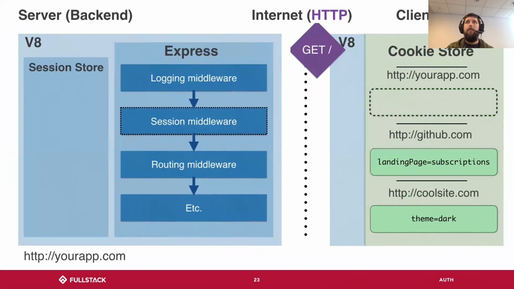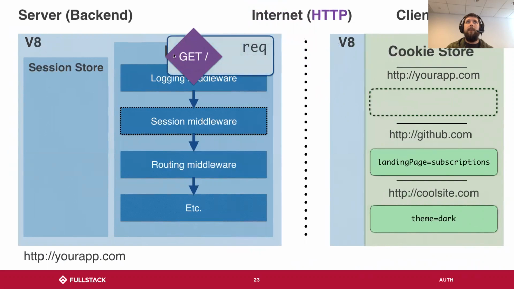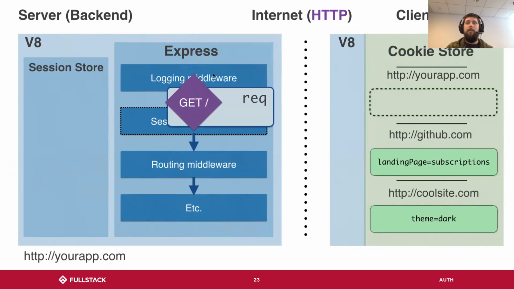So what we'll do is make our GET request, which will be handled by our Express app and turned into that request object that we're familiar with in our middleware, which makes it nice and easy to deal with. A request might go through the logging middleware and get logged out, and then it might be received by our session middleware.